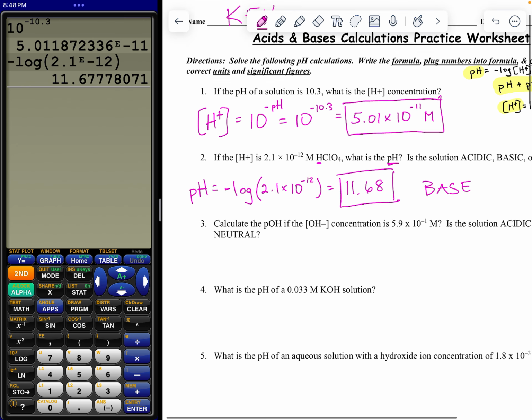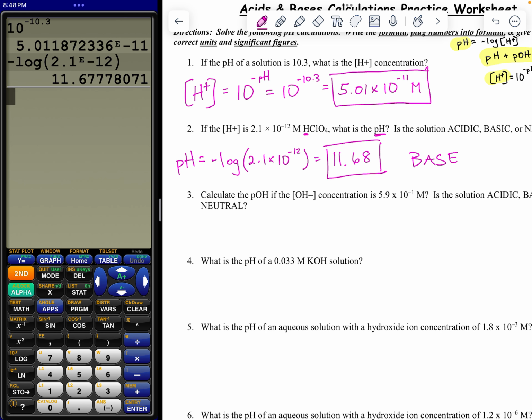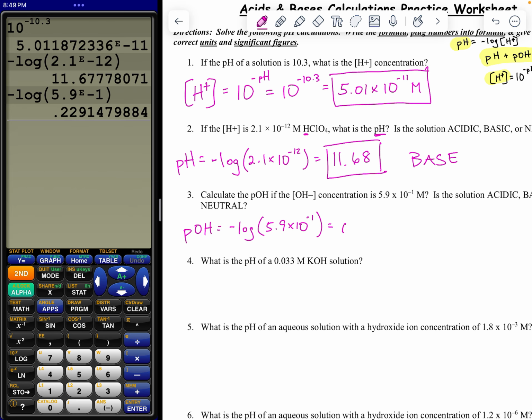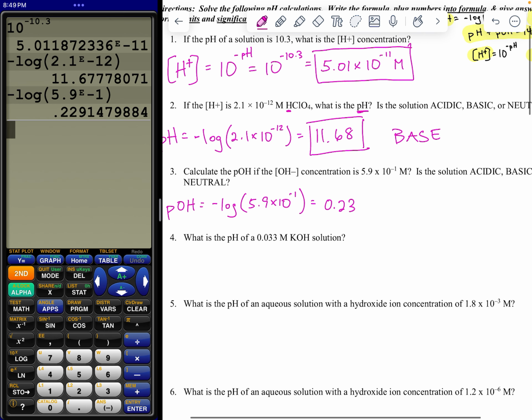Calculate the pOH if the OH concentration is that. So we have just the OH concentration. The pOH is going to be the negative log of the OH concentration. In this case, 5.9 times 10 to the negative 1. And we go through negative log of 5.9 times 10 to the negative 1, and we get 0.23. Now that's pOH, and we can't figure out acidic, basic, or neutral based on pOH. We have to figure out the pH.